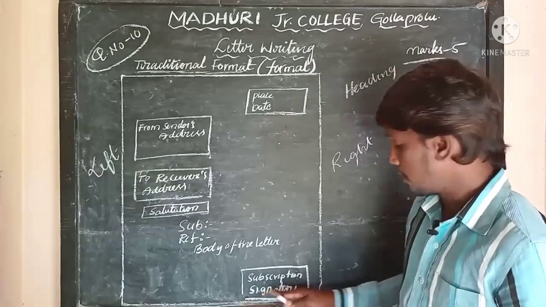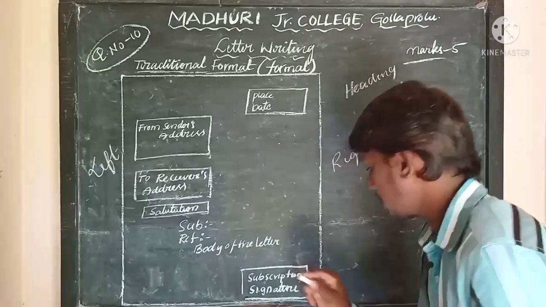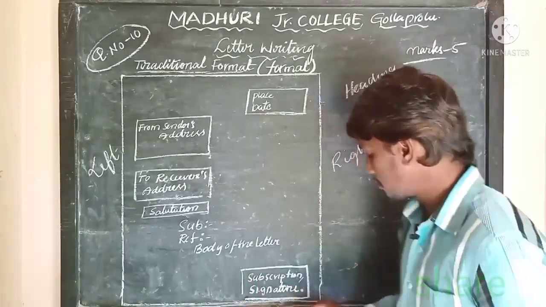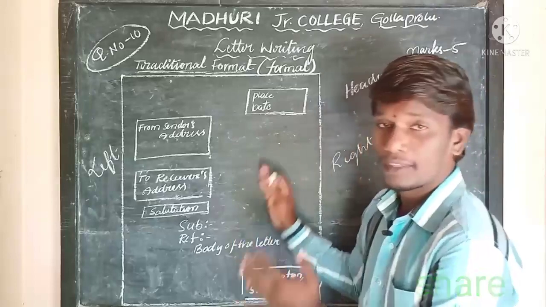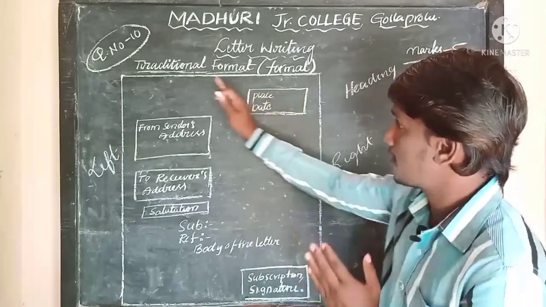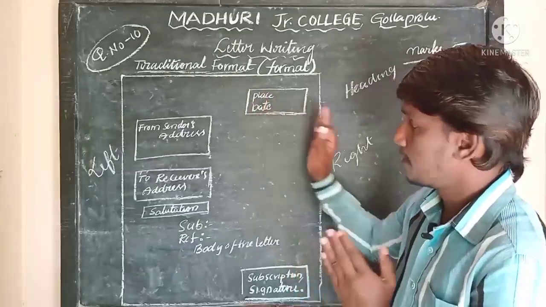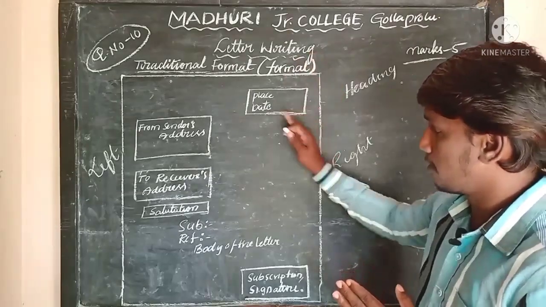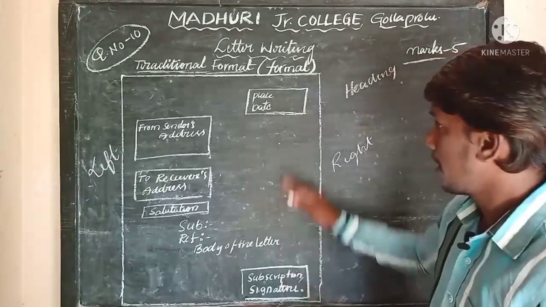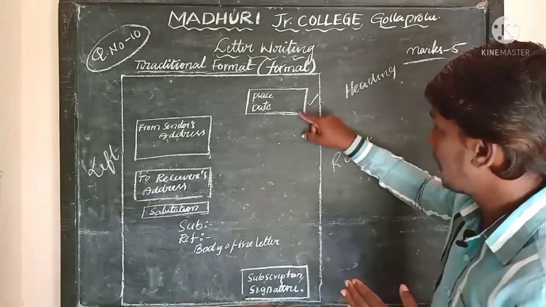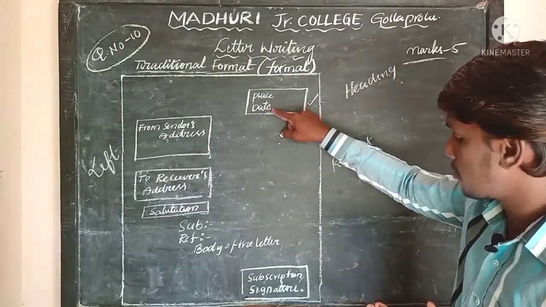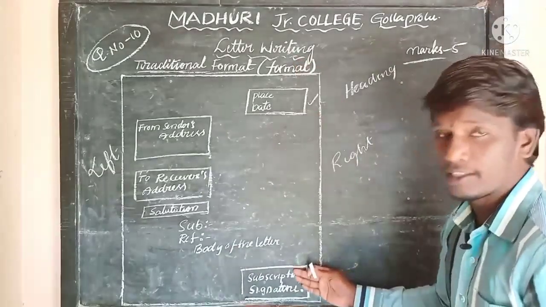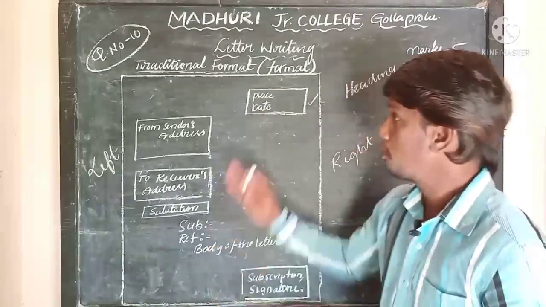And finally, your signature. After the subscription there you should use a small comma, and at the end of the signature, the signature of the writer, it would end with a full stop. This is the format of the traditional, the old format. In the traditional format, we find place and date of writing at the top right corner, and all other parts are on the left except subscription. Station, date and subscription are to be written at the right corner: one at the top right corner and another at the bottom right corner. This is how the traditional format is.